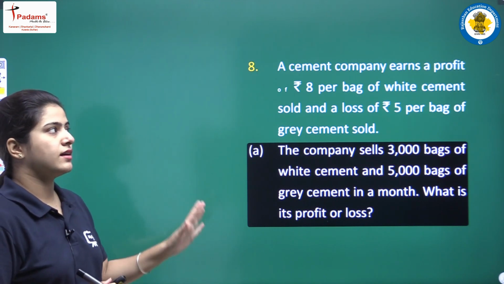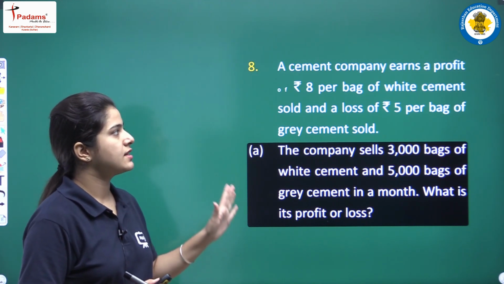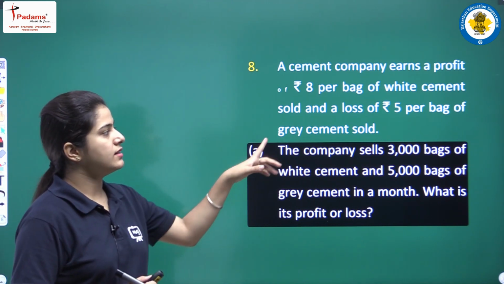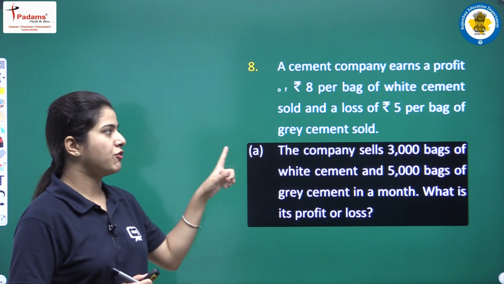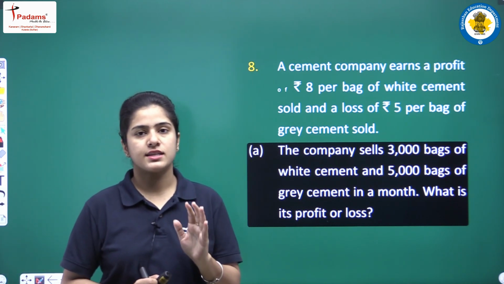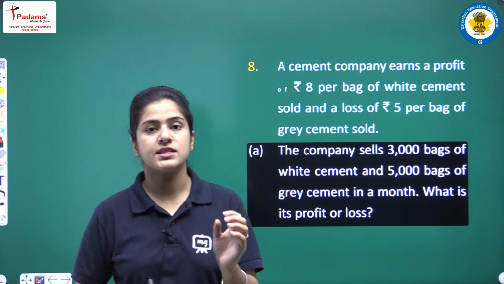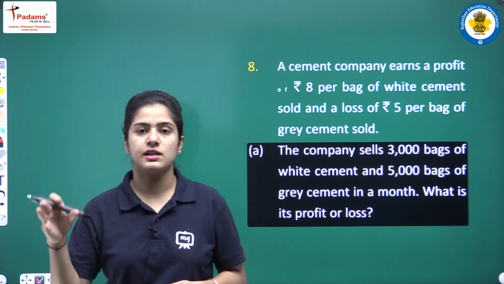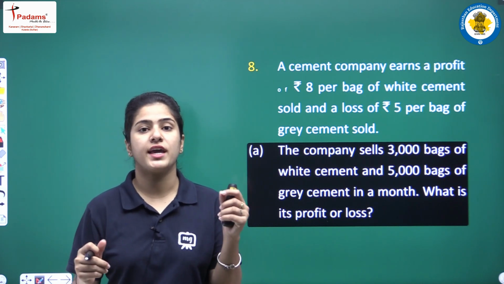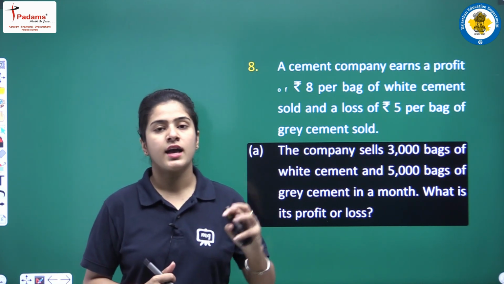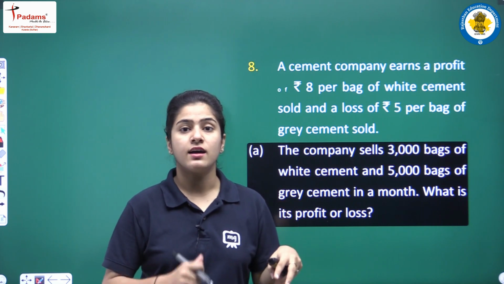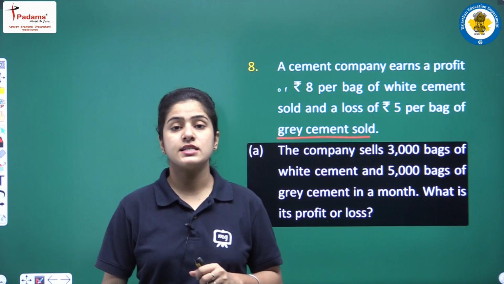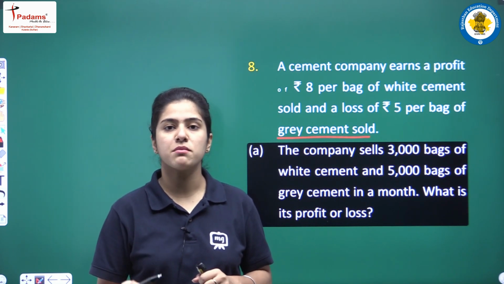A cement company earns a profit of 8 rupees per bag of white cement sold, and a loss of ₹5 per bag of grey cement sold. It is given that there is a cement company. If that cement company is selling a white cement bag, then that particular white cement bag is earning a profit of 8 rupees per bag. Okay. And if that same company is selling a grey cement bag, then it is having a loss of 5 rupees per bag.